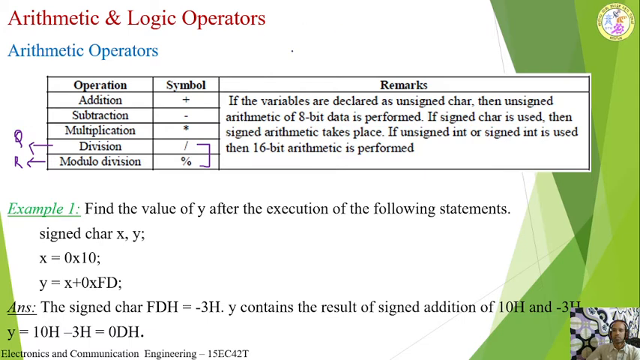For example, let us assume that I take one variable k. Shall we assume that k is equal to 5 divided by 2. Then what will it do? What is the answer of k after the execution of this? What does k contain? This is nothing but dividing number 5 by number 2. 2 into 2 is 4. What is the remainder? Remainder is 1.